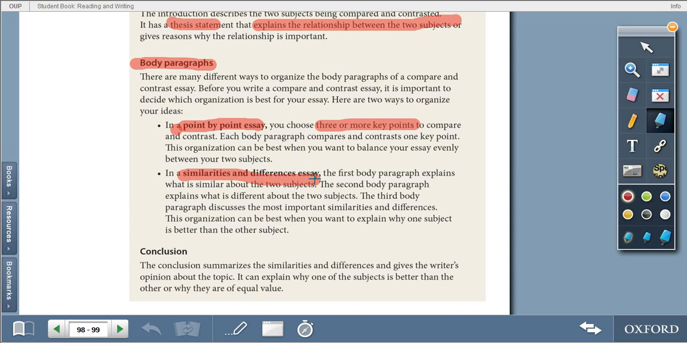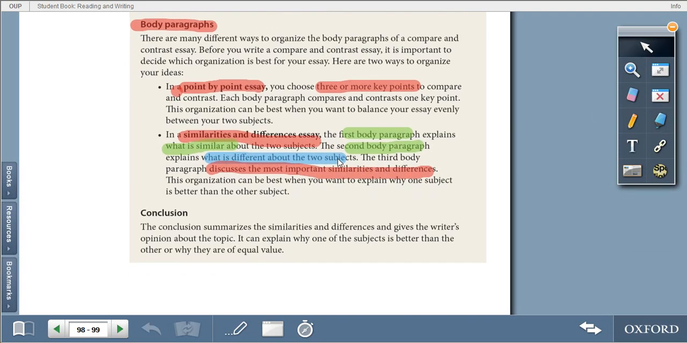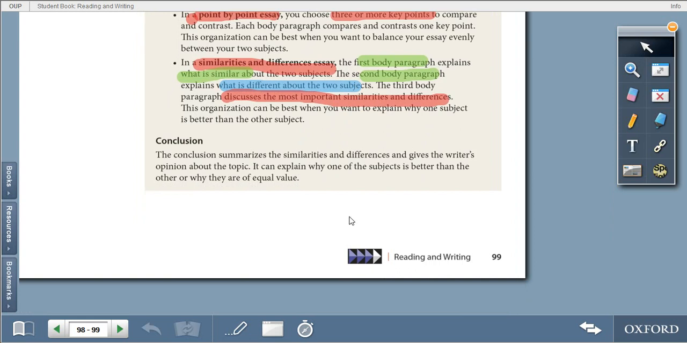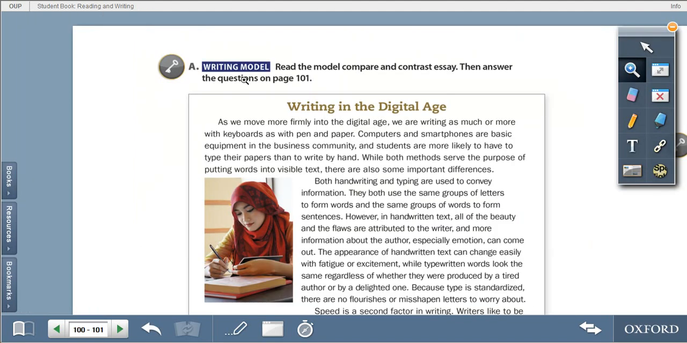So the second technique is similarities and differences. In the first body paragraph, you explain what is similar. In the second body paragraph you explain what the differences are about the subject. And in the third paragraph, what do we do? Discuss the most important similarities and differences. So we have two techniques we can use in the body paragraphs. Write point by point, or write one paragraph on similarities, a second paragraph on differences, and a third paragraph on the important points, and then the conclusion. In the conclusion, as you know, you summarize all the main points and conclude in the final paragraph. Here is the model paragraph.